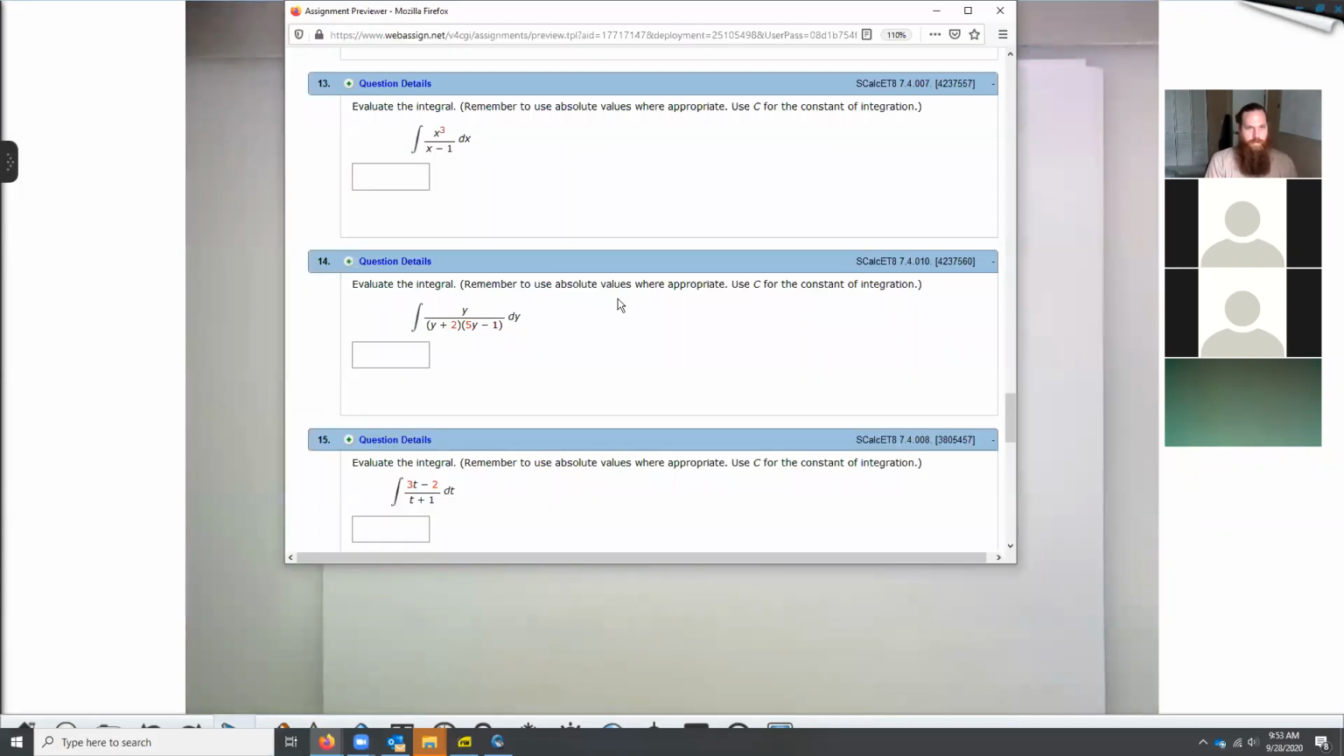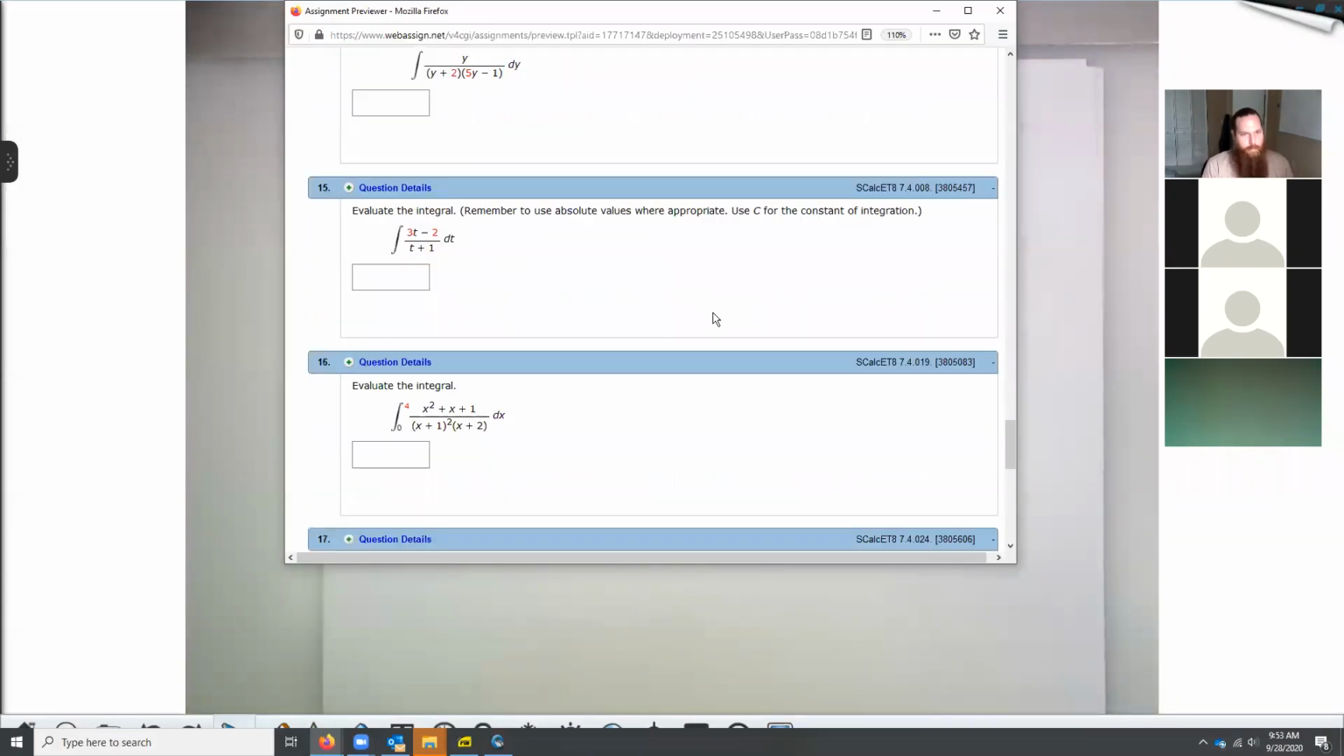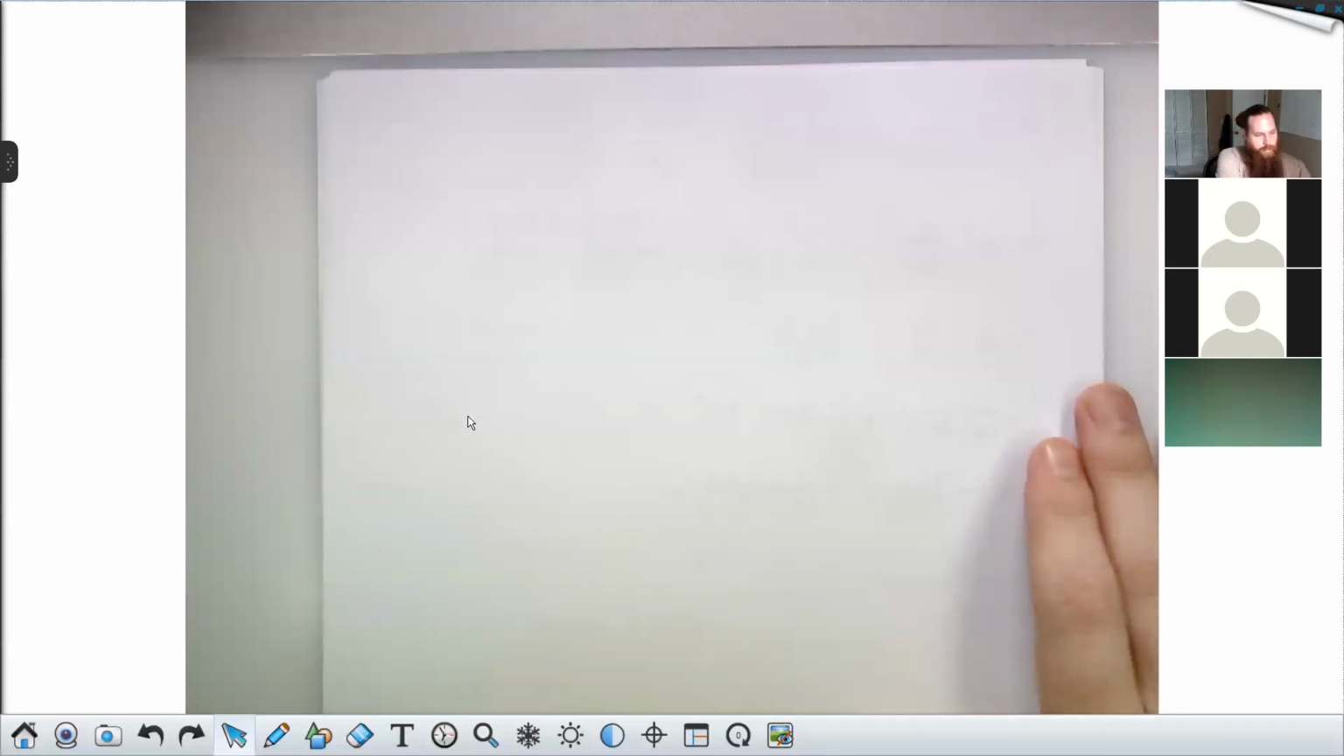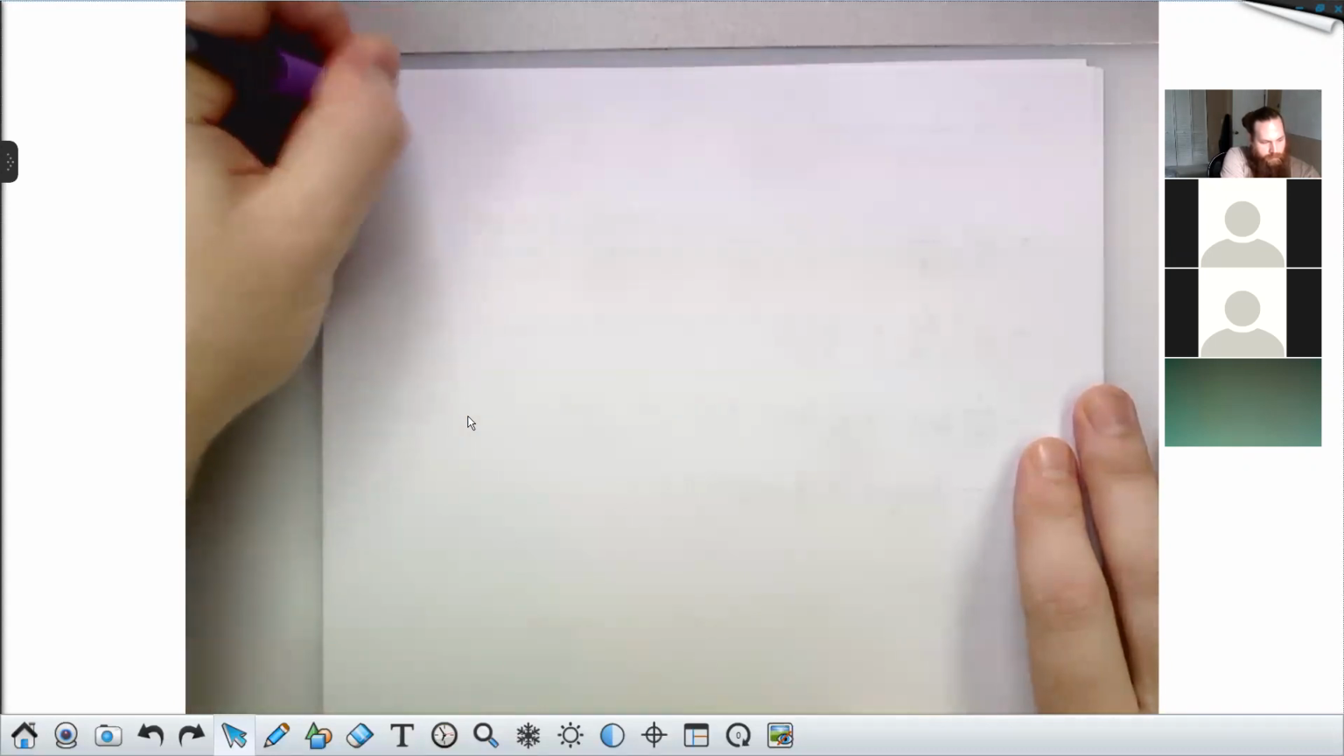So let me see what I have in here for you guys. I don't want to rob you of your experience with this. Let's do number 16, because here we do have a repeated factor downstairs. So I don't anticipate that Heaviside will do everything for us, but I'll show you how it can still help us quite a bit. So that's the integral from 0 to 4, x squared plus x plus 1 over x plus 1 squared times x plus 2.